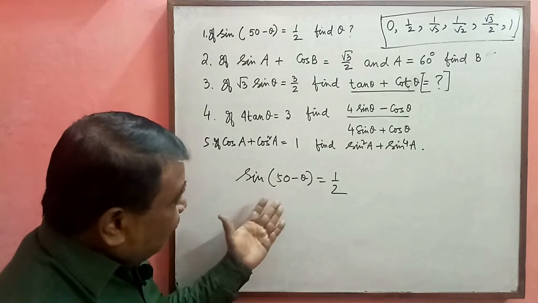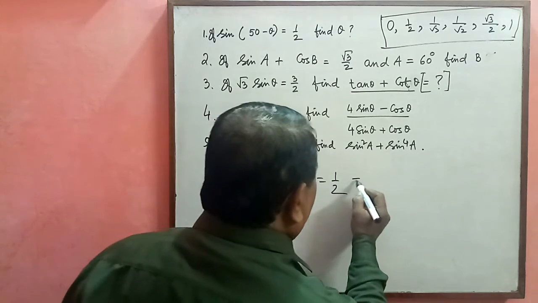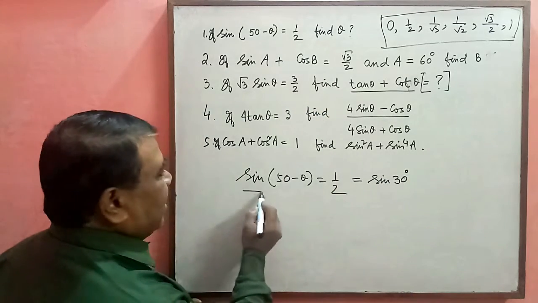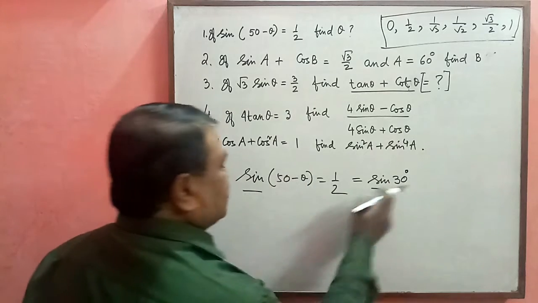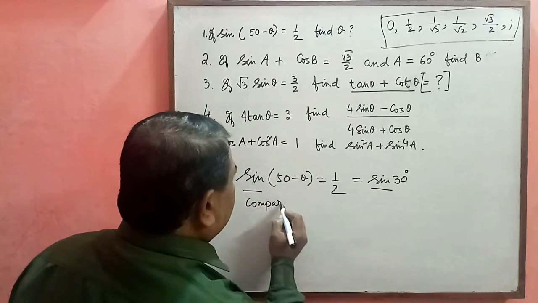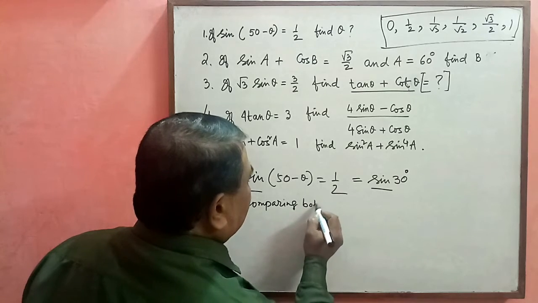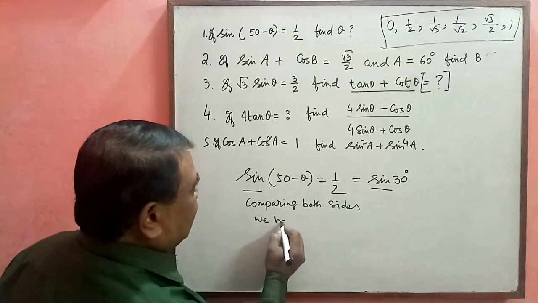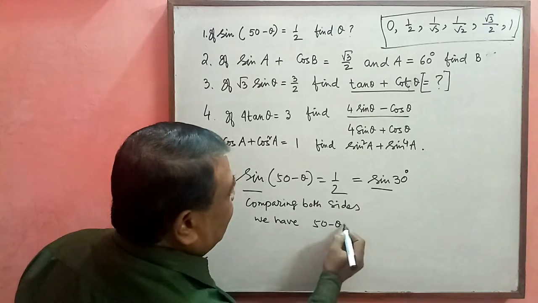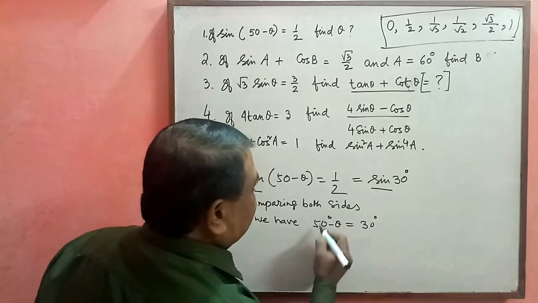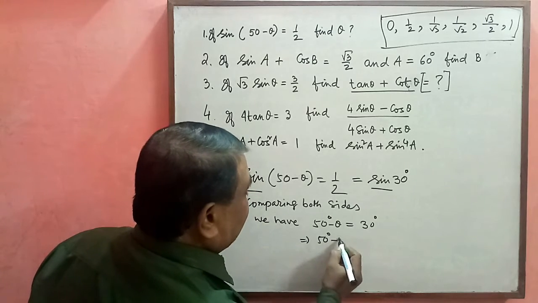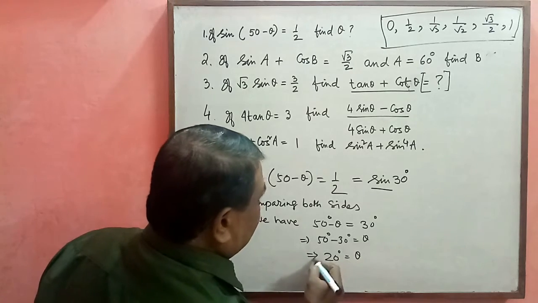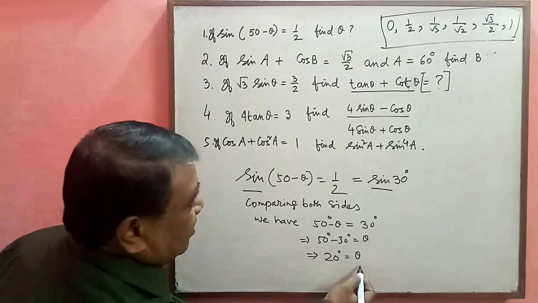Here, sine 50 minus theta is equal to half. So half means it is sine 30 degree. Comparing both sides, we have 50 degree minus theta is equal to 30 degree, or 50 degree minus 30 degree is equal to theta. This is 20 degree is equal to theta. Therefore, theta is 20 degree. This is the answer.